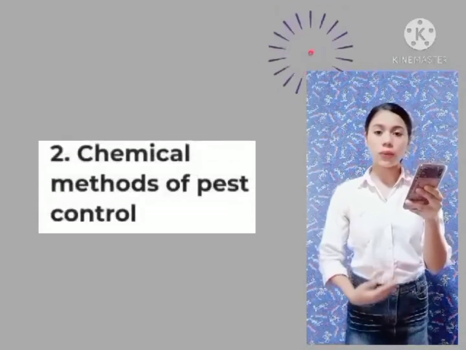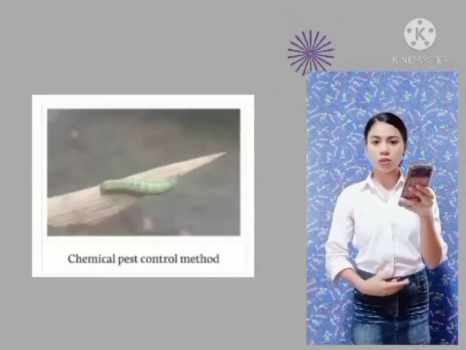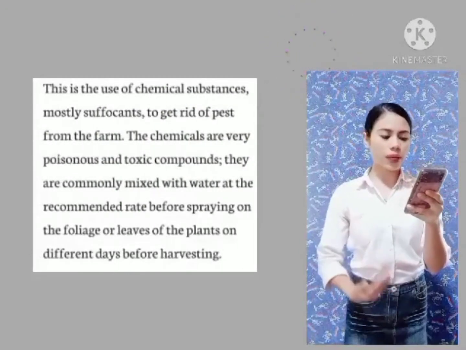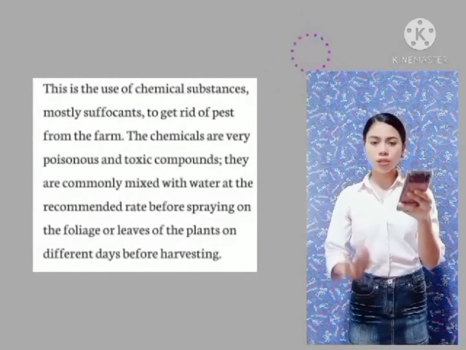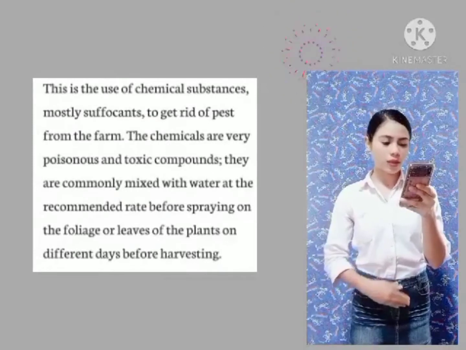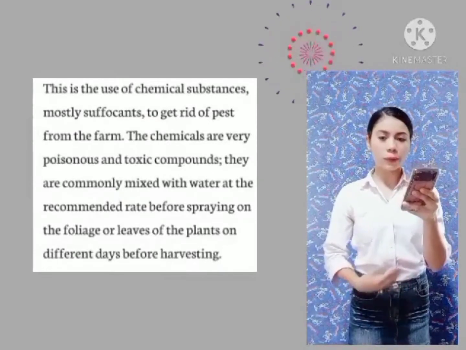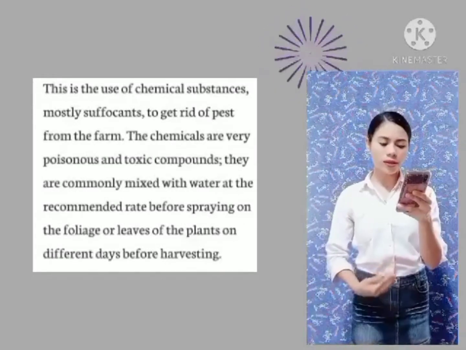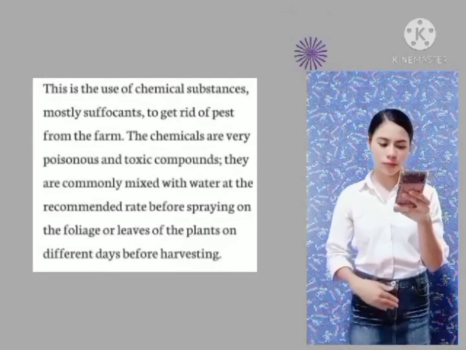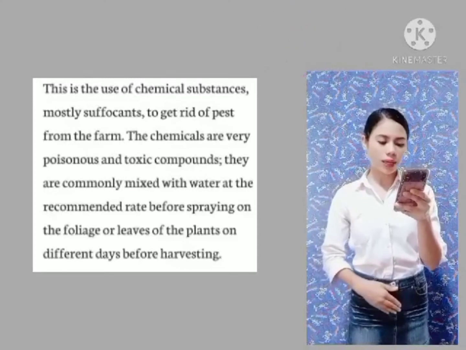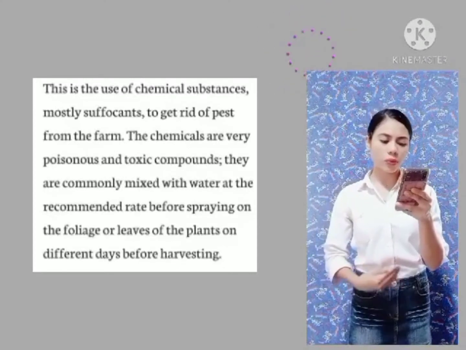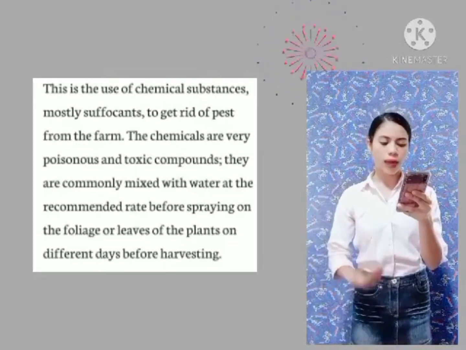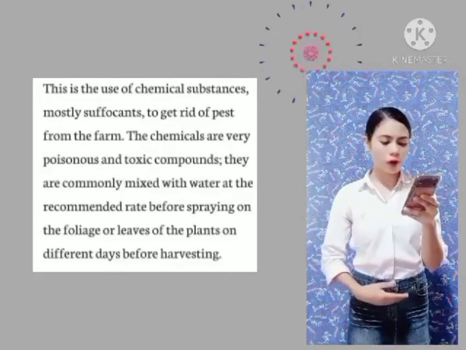Second, chemical methods of pest control. This is the use of chemical substances, mostly suffocants, to get rid of pests from the farm. The chemicals are very poisonous and toxic compounds. They are commonly mixed with water at the recommended rate before spraying on the foliage or leaves of the plants on different days before harvesting.